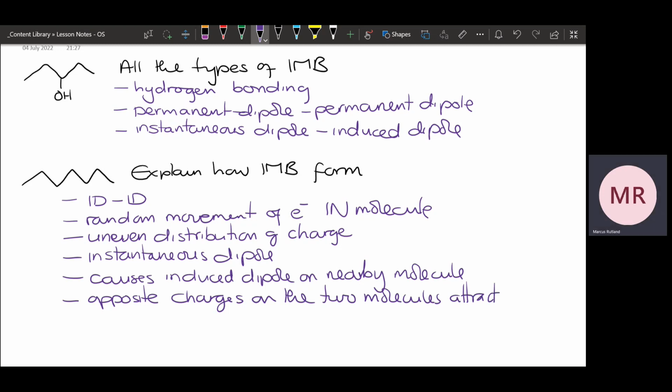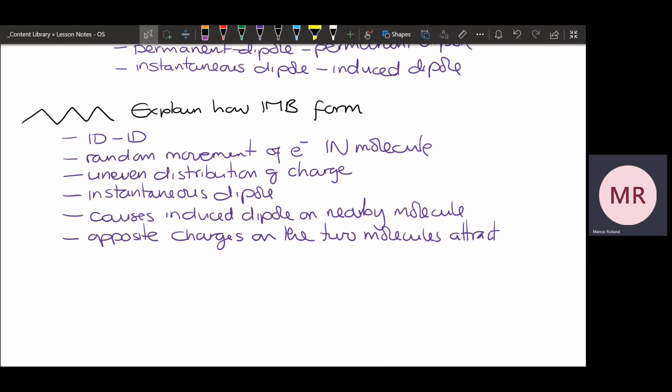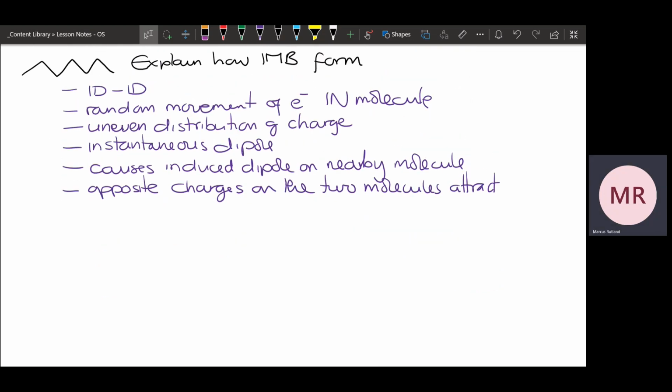So that's that. So it's a standard explanation for instantaneous dipole, induced dipole, intermolecular bonding. That can happen between any molecules, but certainly if you've got a non-polar molecule like this, then that's the only type. So make sure you've got that little description there, that little story down to be something comfortable that you can talk about.